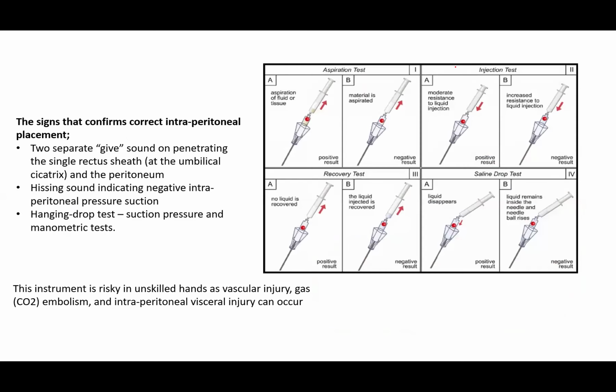Now, when this Veress needle is introduced, the signs that confirm correct intraperitoneal placement: you feel two separate gives, two separate give sensations on penetrating the single rectus sheath at the umbilicus and the peritoneum. Now you hear a hissing sound, which indicates negative intraperitoneal pressure, suction. There's what we call the hanging drop test, where a suction pressure and manometric test is done. Or you see, this image describes a more practical way to confirm the presence of your Veress needle in the peritoneal cavity.